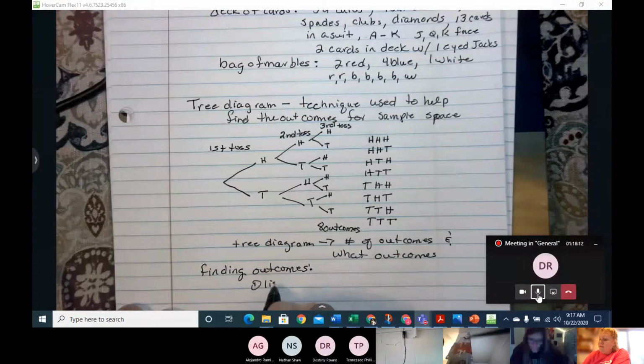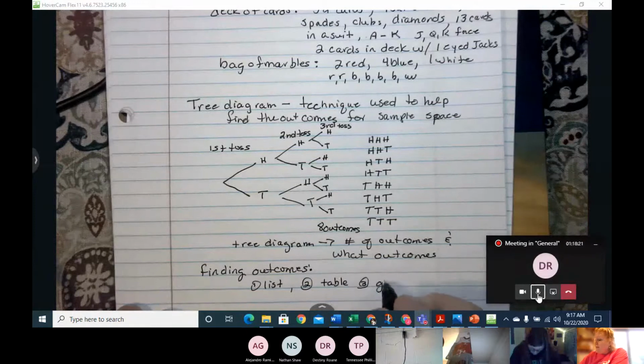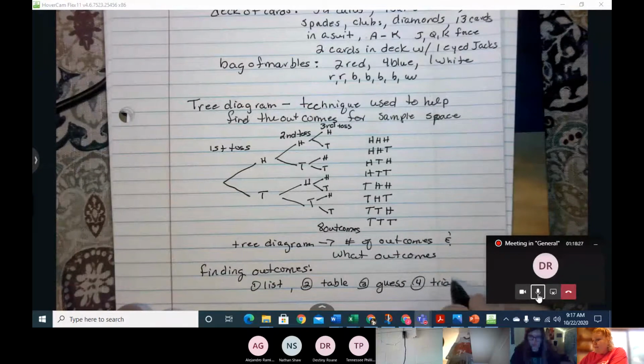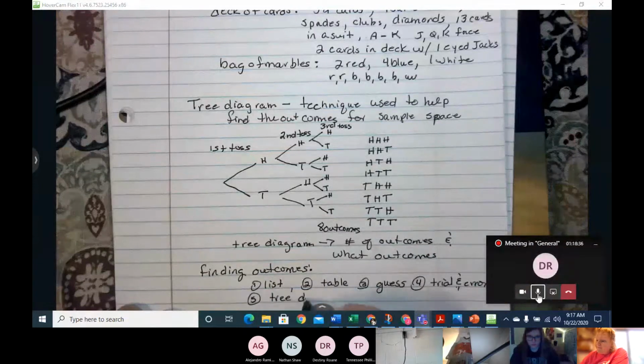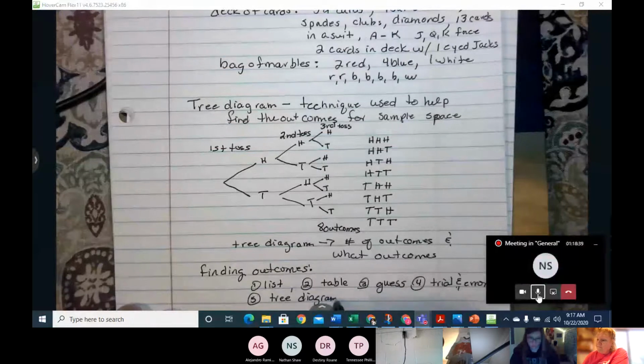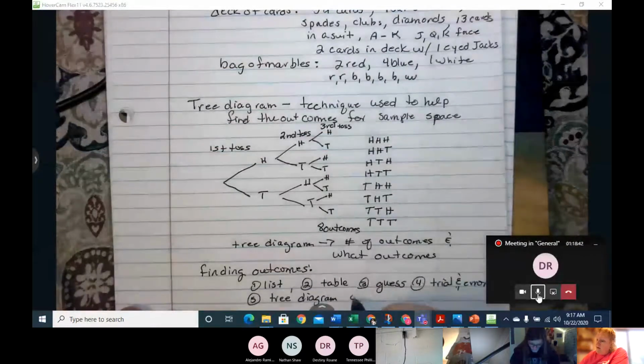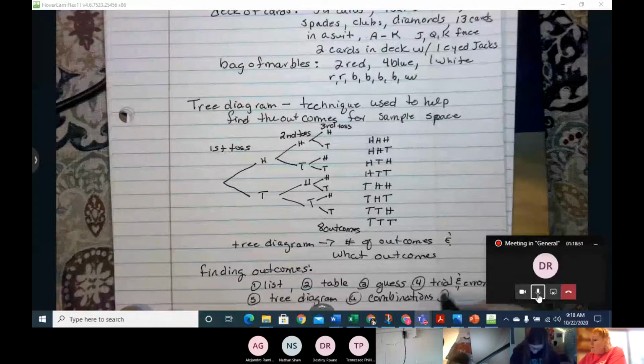So we can use a list. We can use a table. We can guess. We can use trial and error. We can use the tree diagram. We can use a technique called combinations. And we can use a technique called permutations.